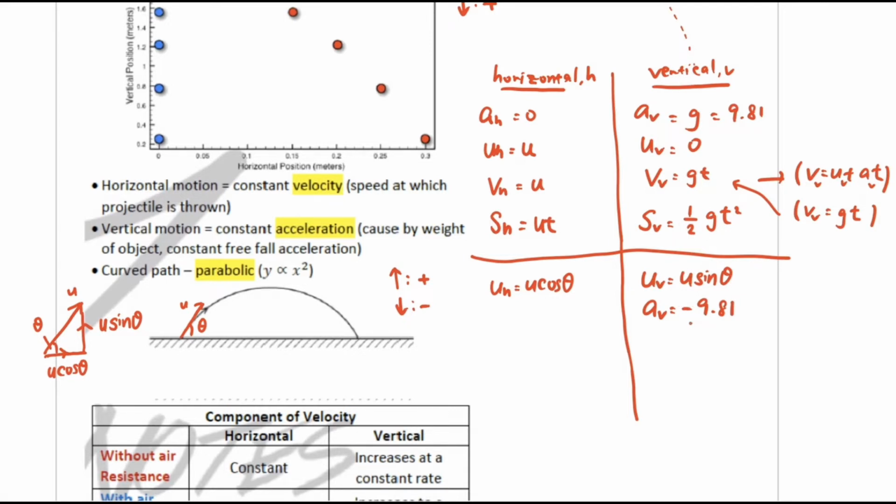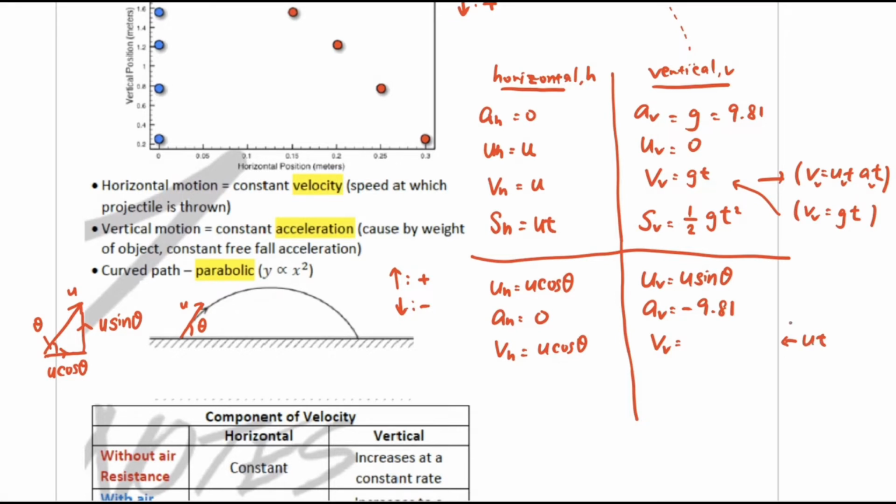Because this is positive, right? So this has to be negative as it's downwards. But horizontal acceleration, no value. If you want to find out the final horizontal velocity, it's the same value, same value because no acceleration. It's a constant velocity. But for the vertical final velocity, you have to use this formula.